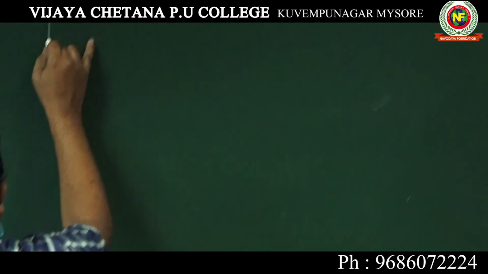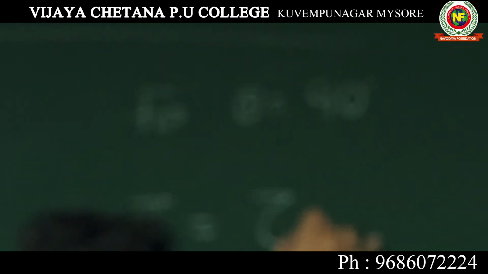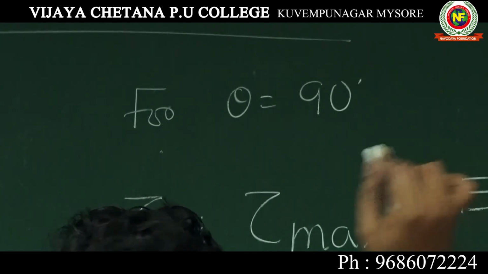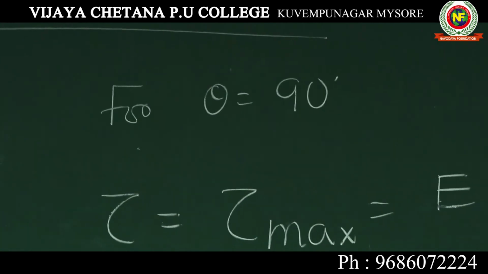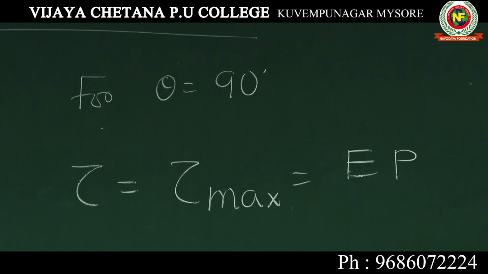For theta equal to 90 degrees, torque is maximum. And maximum torque is just given by EP, because sin theta becomes sin 90. Sin 90 is 1. This is the maximum torque.